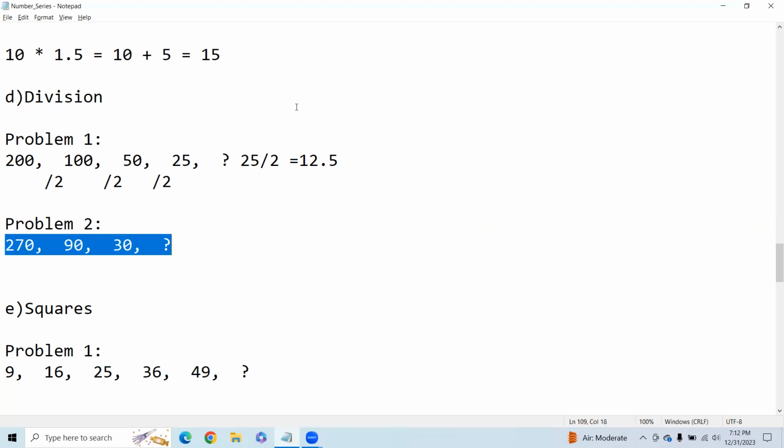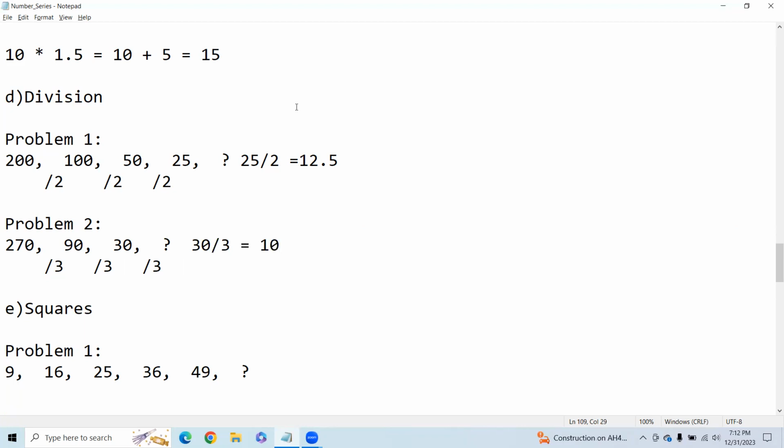Let's look at problem 2. 270, 90, 30. So with what number? It is again in decreasing order. So you divide it by 3, you get 90. 270 by 3 is 90. 90 by 3 is 30. And 30 by 3 is 10. So your answer will be 30 divided by 3, which is equal to 10. So 270, 90, 30, 10.